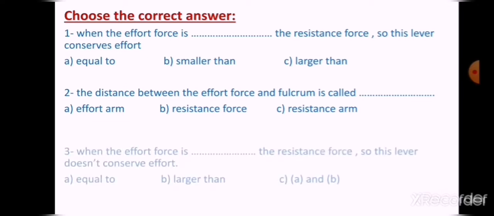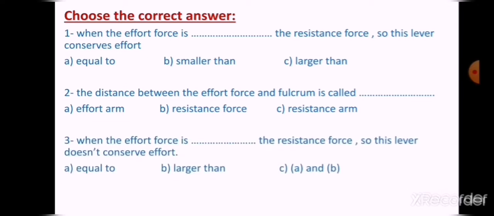Excellent. Number three: when the effort force is what the resistance force, this lever doesn't conserve effort. Equal to, or larger than, or A and B? Yes, A and B. When the effort force is equal to the resistance force, this lever doesn't conserve effort. Or when the effort force is larger than the resistance force, this lever also doesn't conserve effort.